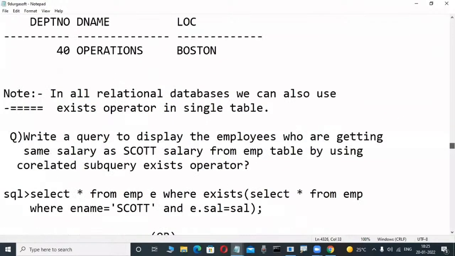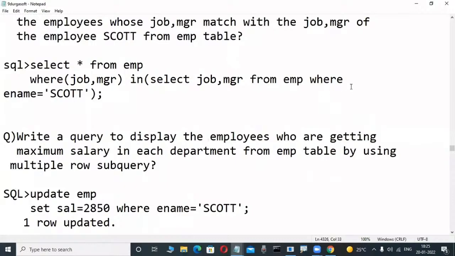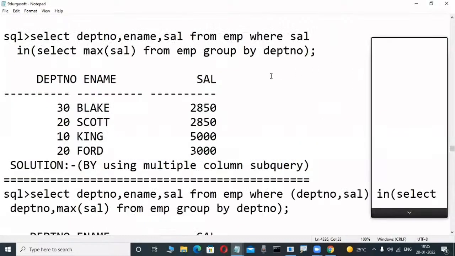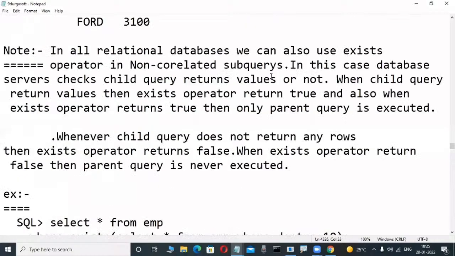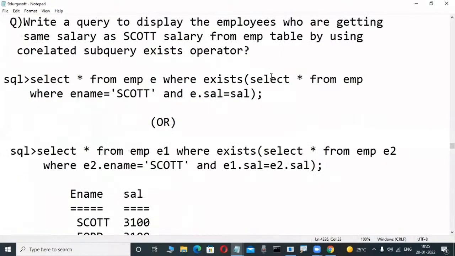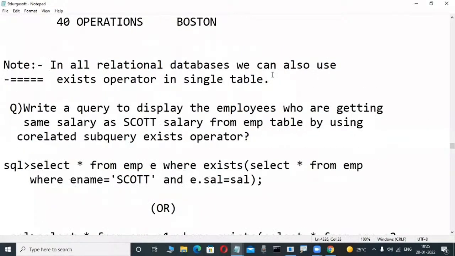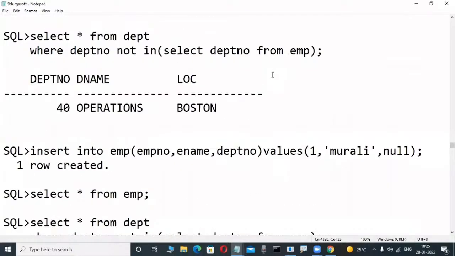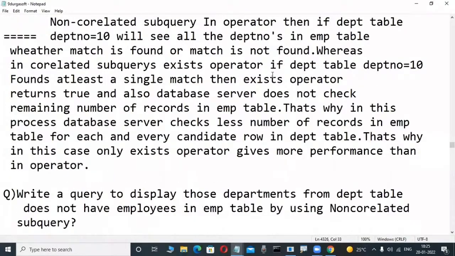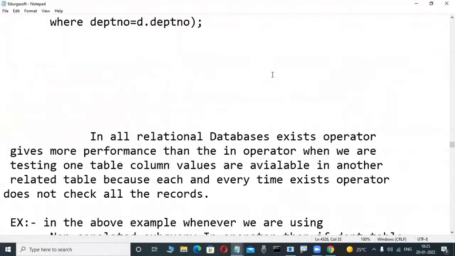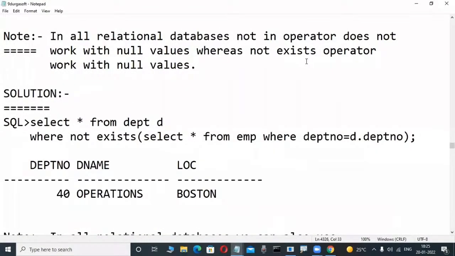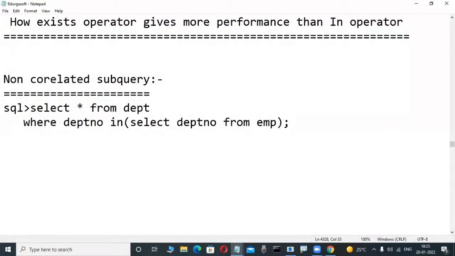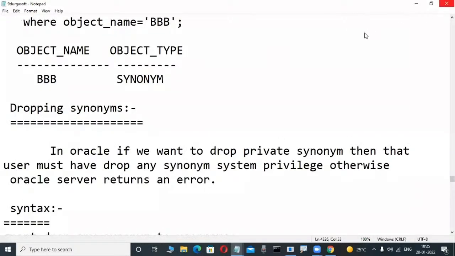Suppose you are attending an interview, they ask you to display the nth highest salary employee, the second highest salary employee, or to delete duplicate rows. These types of things are there, and we learn all of them in our course. Some queries are there, and these are things we are familiar with. Don't worry. Then database objects, so many things are there. We are learning them. These are big concepts.